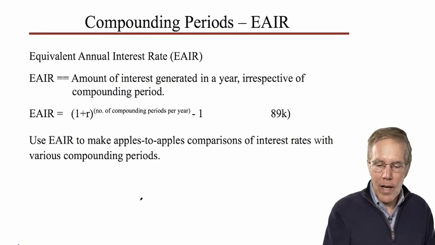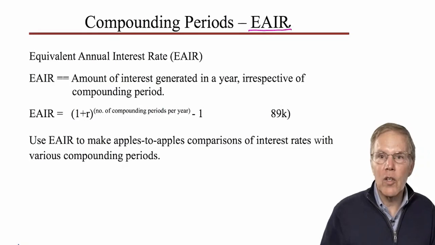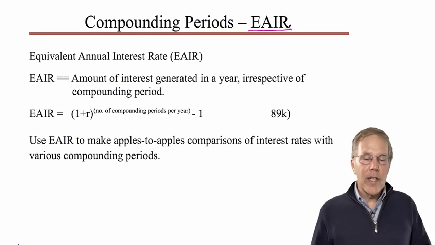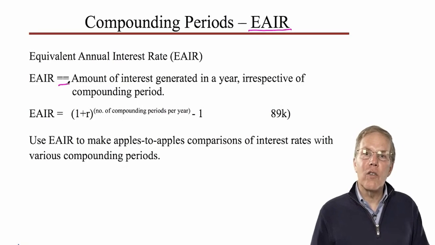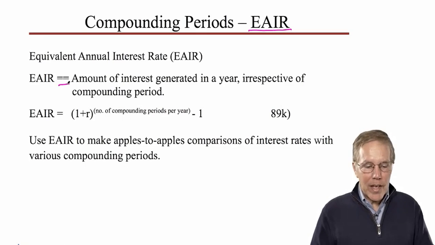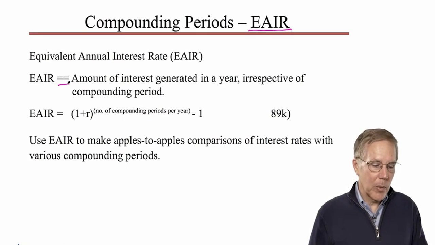So the way we do that is with what's called the equivalent annual interest rate. What is the equivalent annual interest rate? It's defined to be the amount of interest generated in a year by a pile of money, irrespective of compounding period.